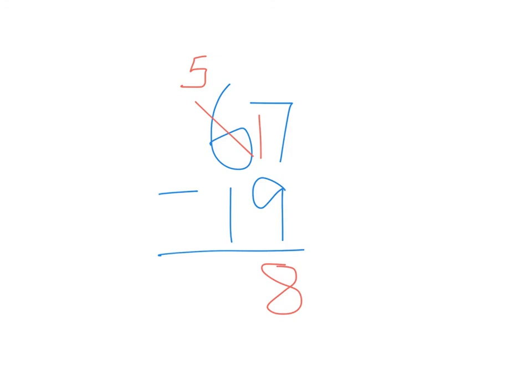Then we can move over to our tens house. Remember, we took one of the tens at the top there. It's no longer 6, it's now 5. So we must remember that number. It's 5 take away 1, which is 4. So we now have 48 left after our subtraction.